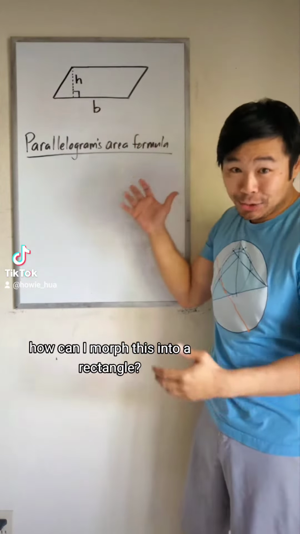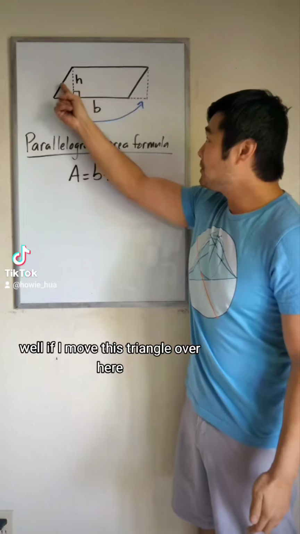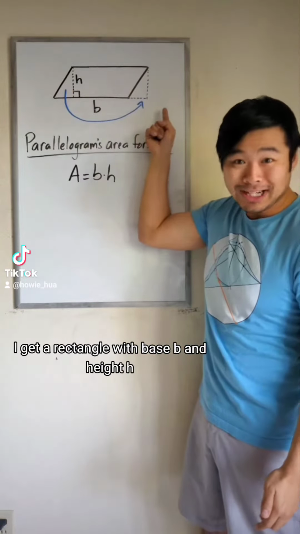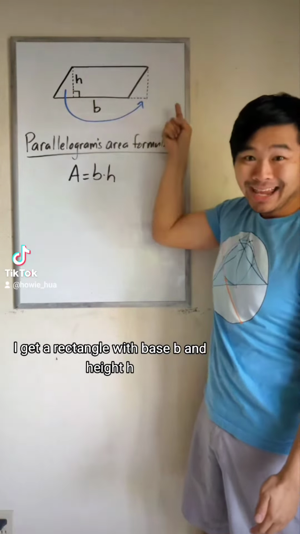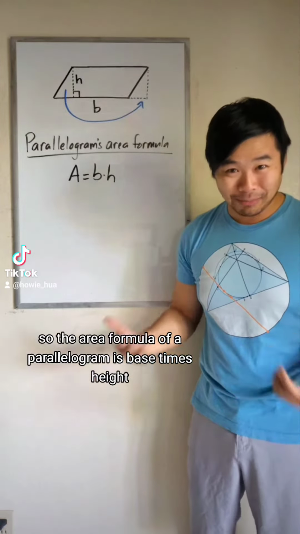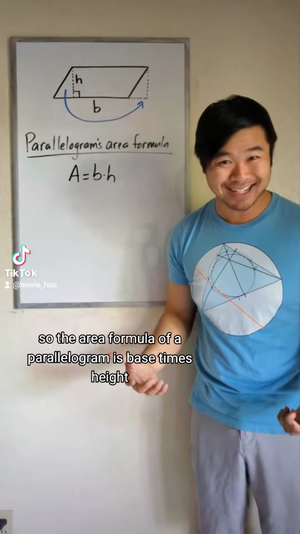How can I morph this into a rectangle? Well, if I move this triangle over here, I get a rectangle with base b and height h. So the area formula of a parallelogram is base times height.